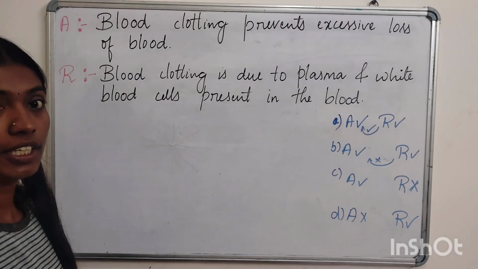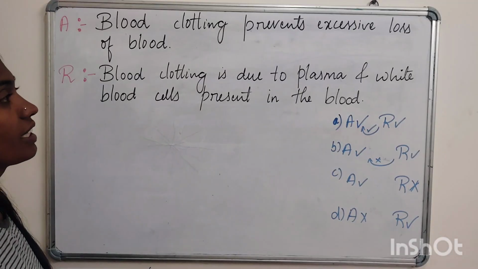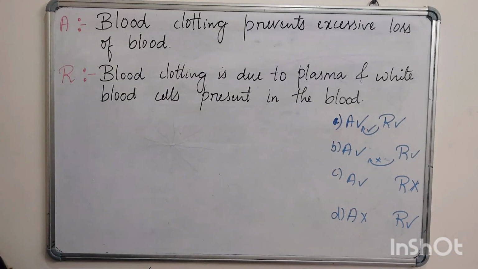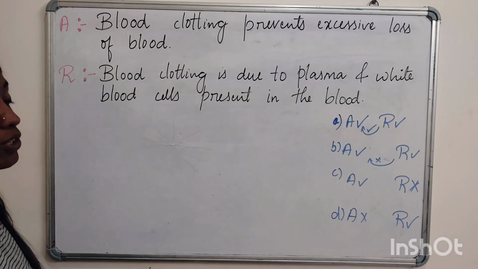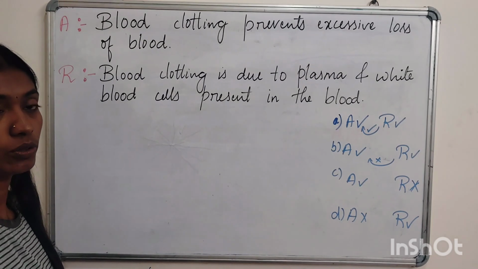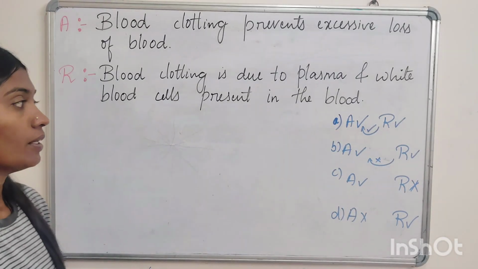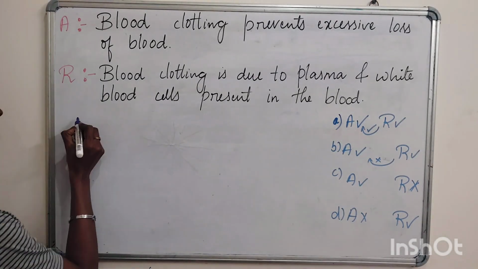The next assertion and reason. Assertion: blood clotting prevents excessive loss of blood. Reason: blood clotting is due to plasma and white blood cells present in the blood. So this question is based upon the blood concept. So what is blood?